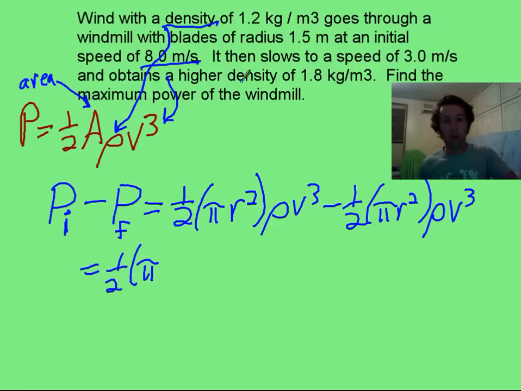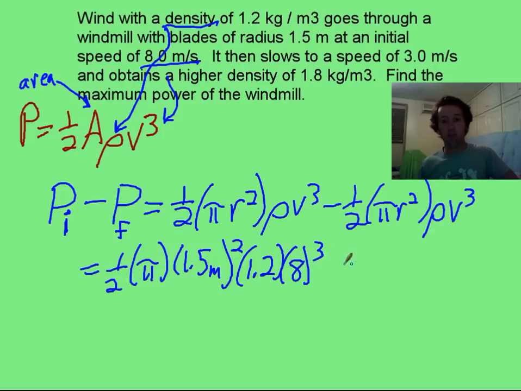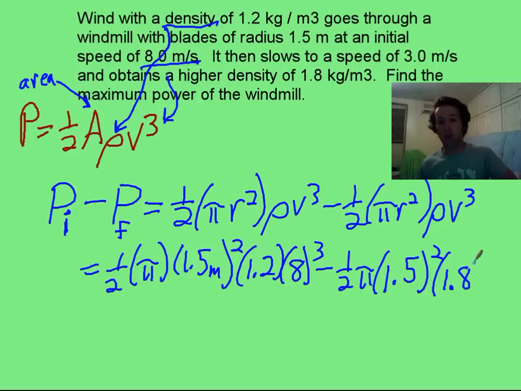The radius we know is 1.5 meters squared. Our first density is 1.2. I'm going to start leaving out units. And then the velocity is 8 cubed. And then over here we've got that same radius, because the windmill doesn't change, 1.5 squared. The density has gone up. When air slows down, its density does tend to go up. And its new velocity is going to be 3 cubed.